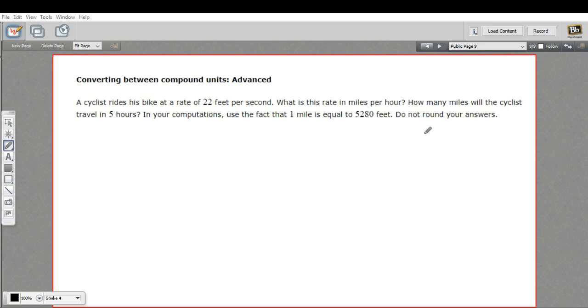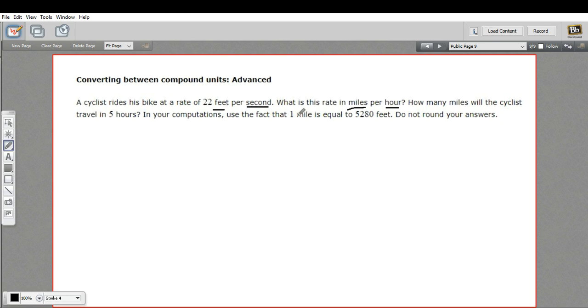And then there's the second part of the problem. We'll read that in a minute. Let's just do the conversion first. This is going to get a little complicated because not only do we have to convert from feet to miles, we also have to convert from seconds to hours. So we've got to do both those things.